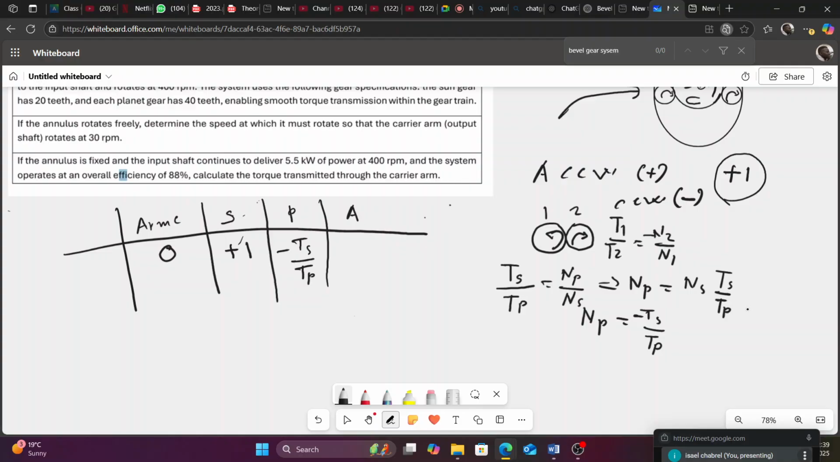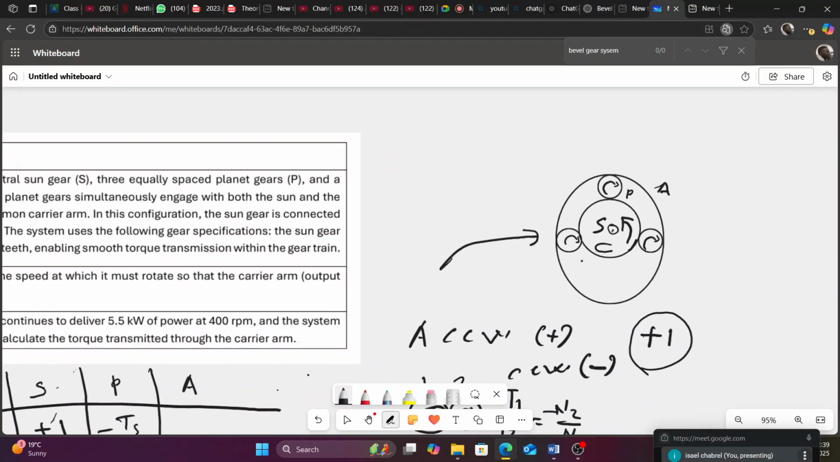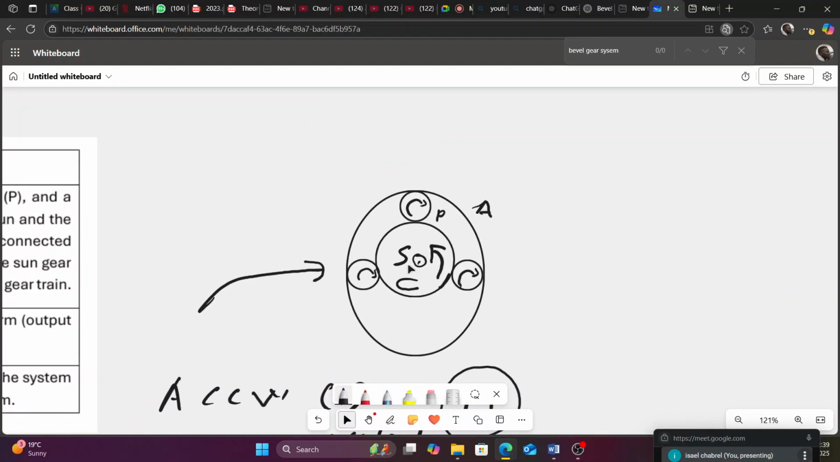Now, when we zoom in here, when it comes to the annulus, this one outside here, which one is driving it? Which direction will it go, my friends? P is going clockwise there. Therefore, this one will go anti-clockwise. Now, what will be the speed ratio? You can confidently write NS over NP is equal to TP over TS.